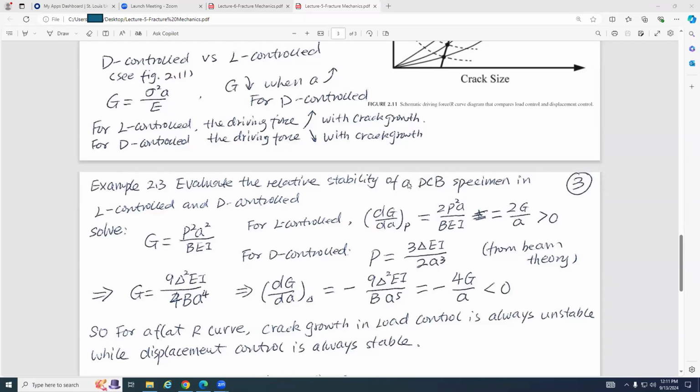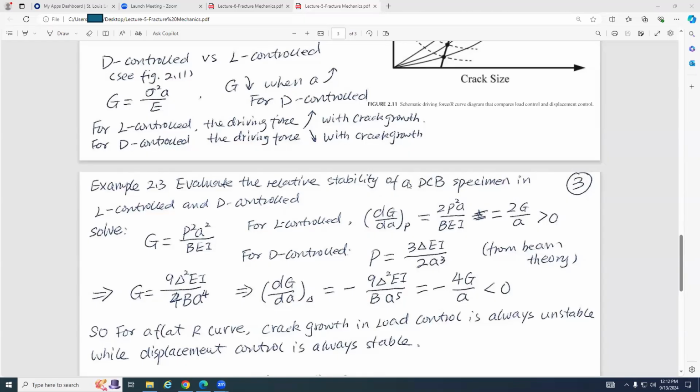For displacement control, we need to use the equation from the very beginning: G equals P over 2B times dP/dA. We need to use this equation to get dG/dA. So this equation, we know, is for the displacement control.